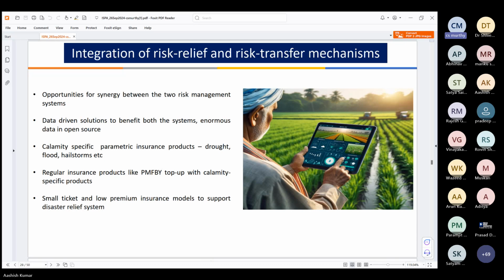We are hopeful that in a few months or in one or two years, some kind of harmonization will take place between these two systems. And here, the geospatial data and geospatial innovations are going to play a major role. They are going to be game changers here. So still a lot of work is going on at various levels. Next, please.